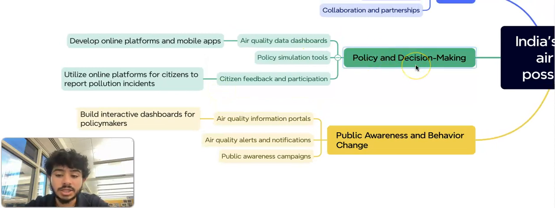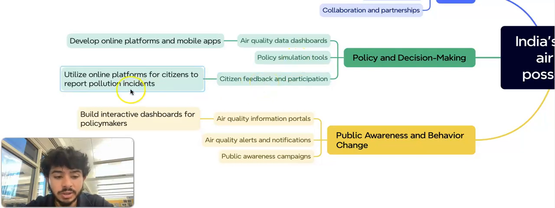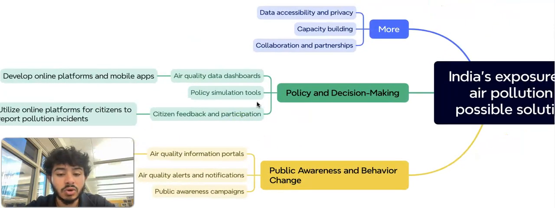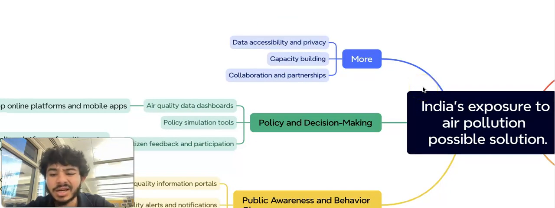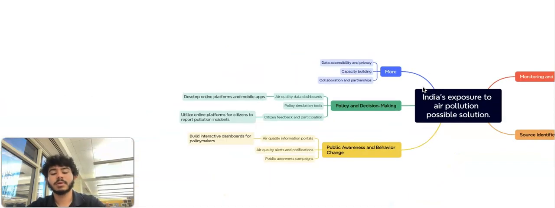Another one, policy and decision making, like I was speaking about, air quality data dashboards. Develop online platforms and mobile apps that everyday individuals can utilize. Policy simulation tools, citizen feedback and participation, utilizing online platforms for citizens to report pollution incidents, so nobody feels like they're by themselves, and nobody feels like it's just the government trying to handle the situation. And there are a couple more pointers like data accessibility and privacy, capacity building, as well as collaboration and partnerships.